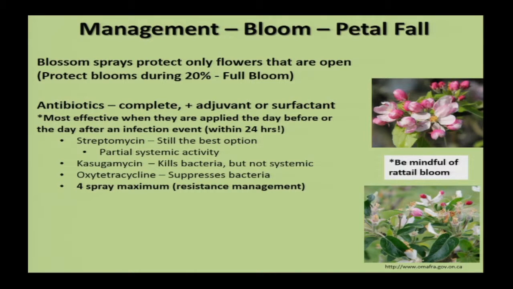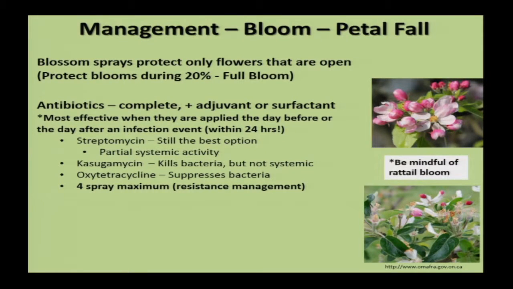But right now, I anticipate strep resistance is probably low in the area, unlike in other parts of the country where strep was abused at the wrong periods of time, where strep resistance has occurred. Right now, strep works. It's the best because it kills the bacteria, and it also is partially systemic. It penetrates the blossom a bit, so it can get into the flower and kill any bacteria that may have snuck in there.